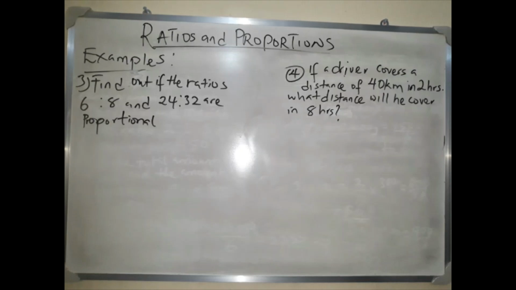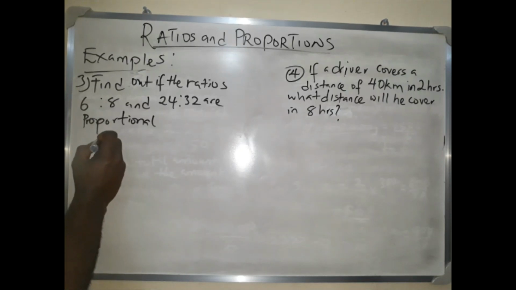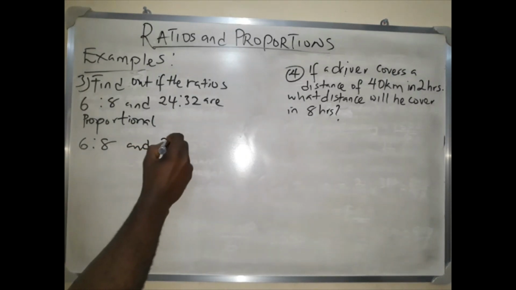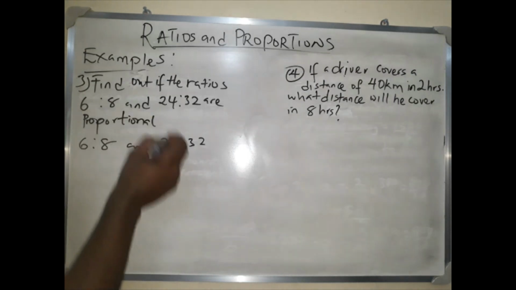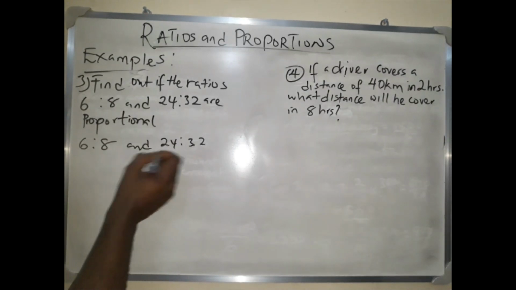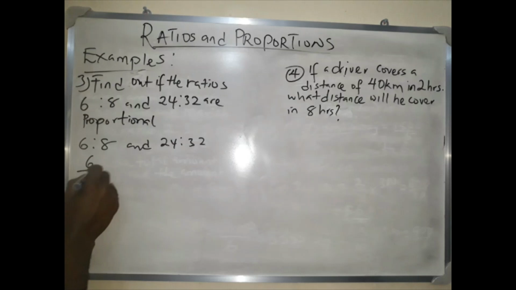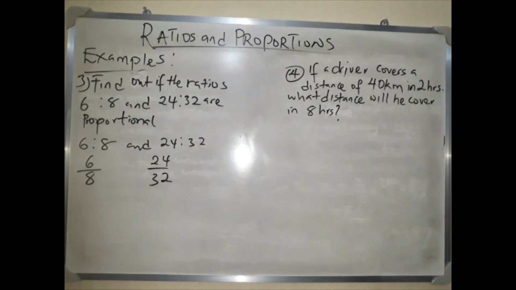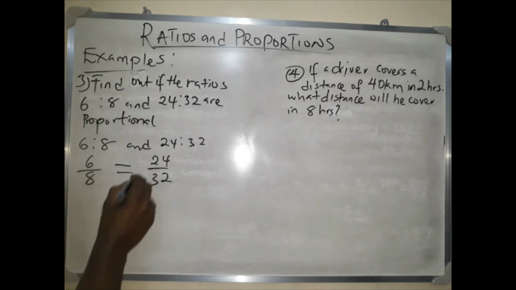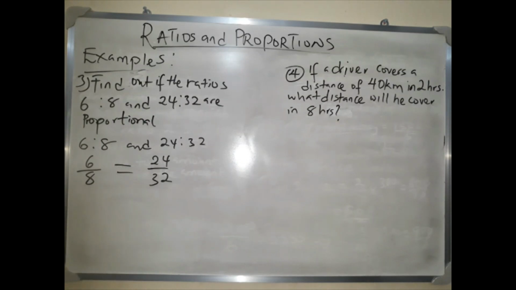Now, to do that, first of all, we know that this ratio 6 to 8 and 24 to 32 can be expressed as 6 all over 8 and 24 all over 32. We know that. Now, for them to be proportional, they have to be what? Be equal to each other.